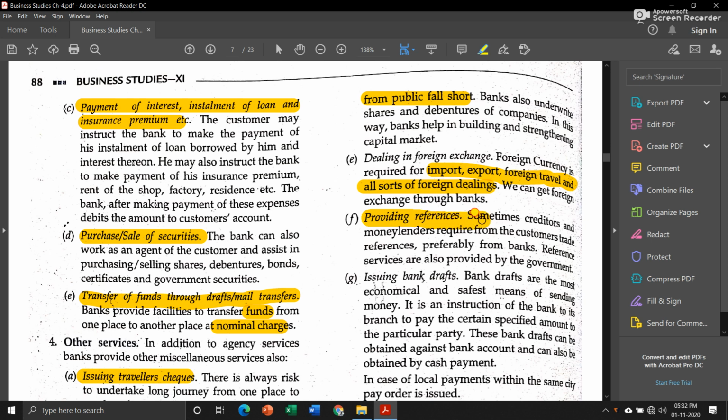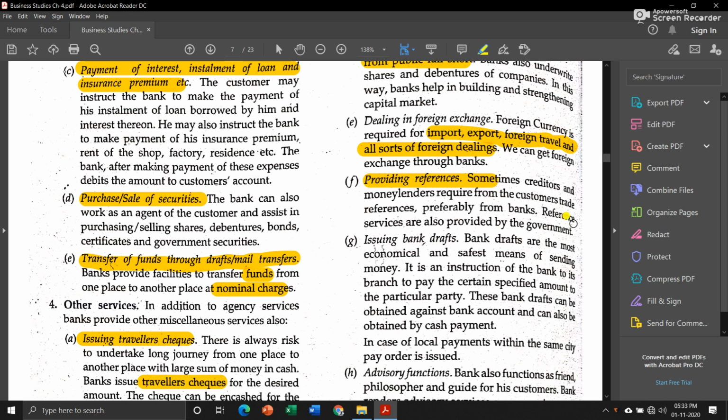Then providing references. Sometimes creditors and money lenders require trade references from the customers, preferably from banks. Means if a bank can work as your guarantor, then some people feel safe to lend you money. Sometimes a customer also wants to take a reference from a bank regarding your character, your business's character. So at that time the bank helps in providing references.